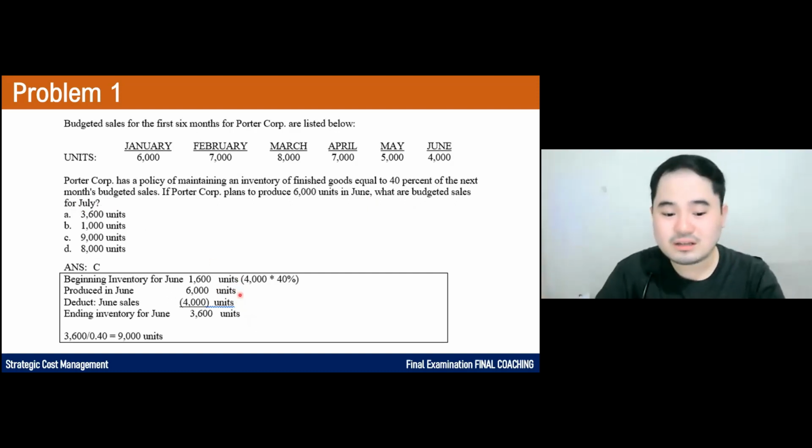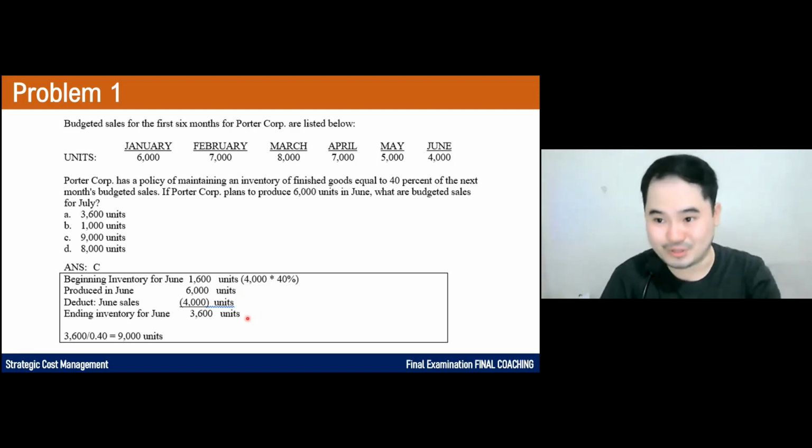So, your 3,600 units represents the 40% of the sales next period. So, just have to divide it by 40%. Okay? So, 3,600 ending inventory for June divided by 40% will give you 9,000 units, which is your sales for July, which is letter C.